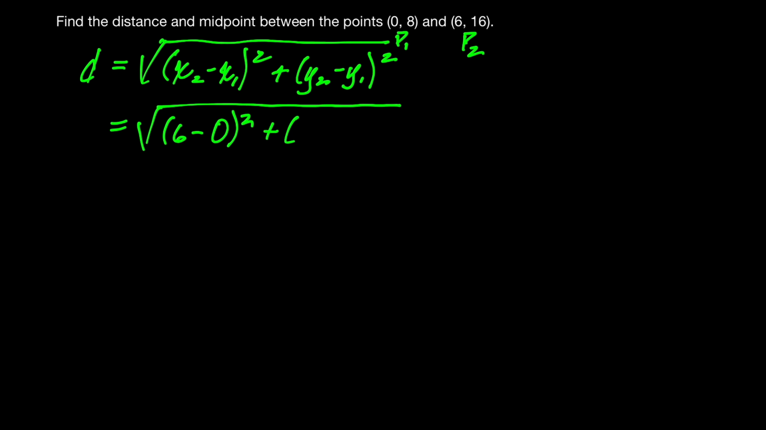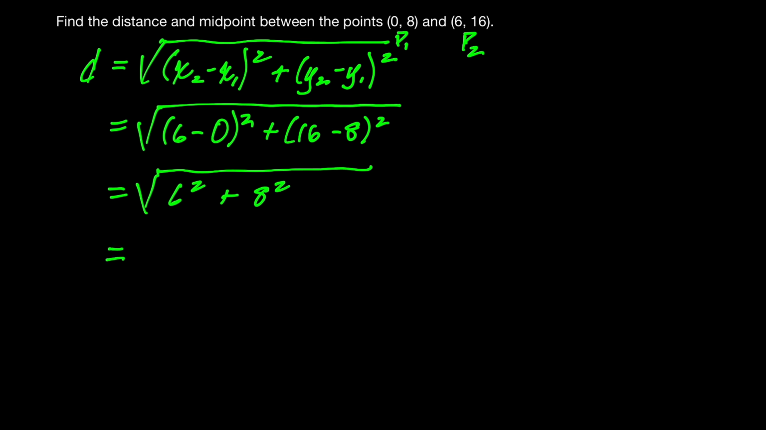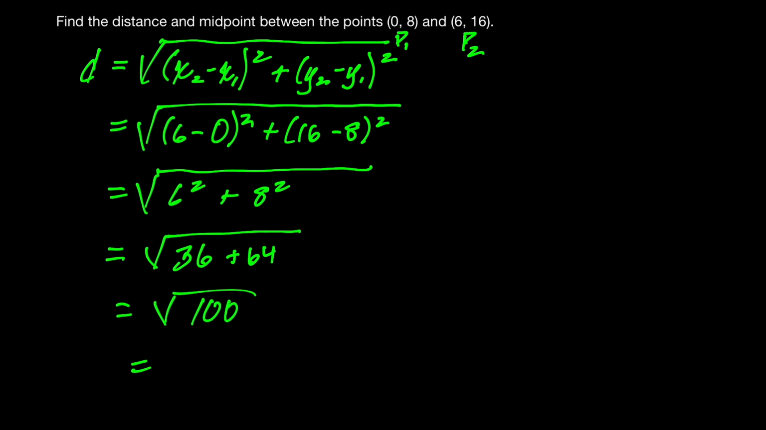And now let's take y sub 2 minus y sub 1. So that'll be 16 minus 8. That quantity squared. So let's go ahead and do some simplifications here. That will give us, let's see, 6 squared plus 8 squared, which is equal to the square root of 36 plus 64. And 36 and 64 conveniently adds up to 100, and the square root of 100 is 10.